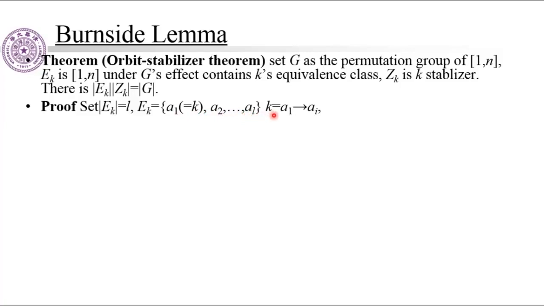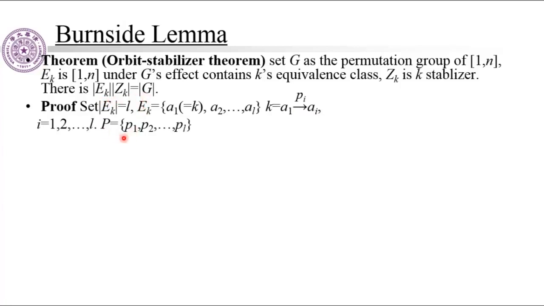Then, at this time, we will realize why they belong to the same equivalence class. Because the element k, which is a1, can be transformed into any of the following elements. Therefore, k as a1 under the effect of Pi can be transformed into ai. After having this kind of thought, let's prove whether it is true that the size of Ek times the size of Zk is equal to the size of G.